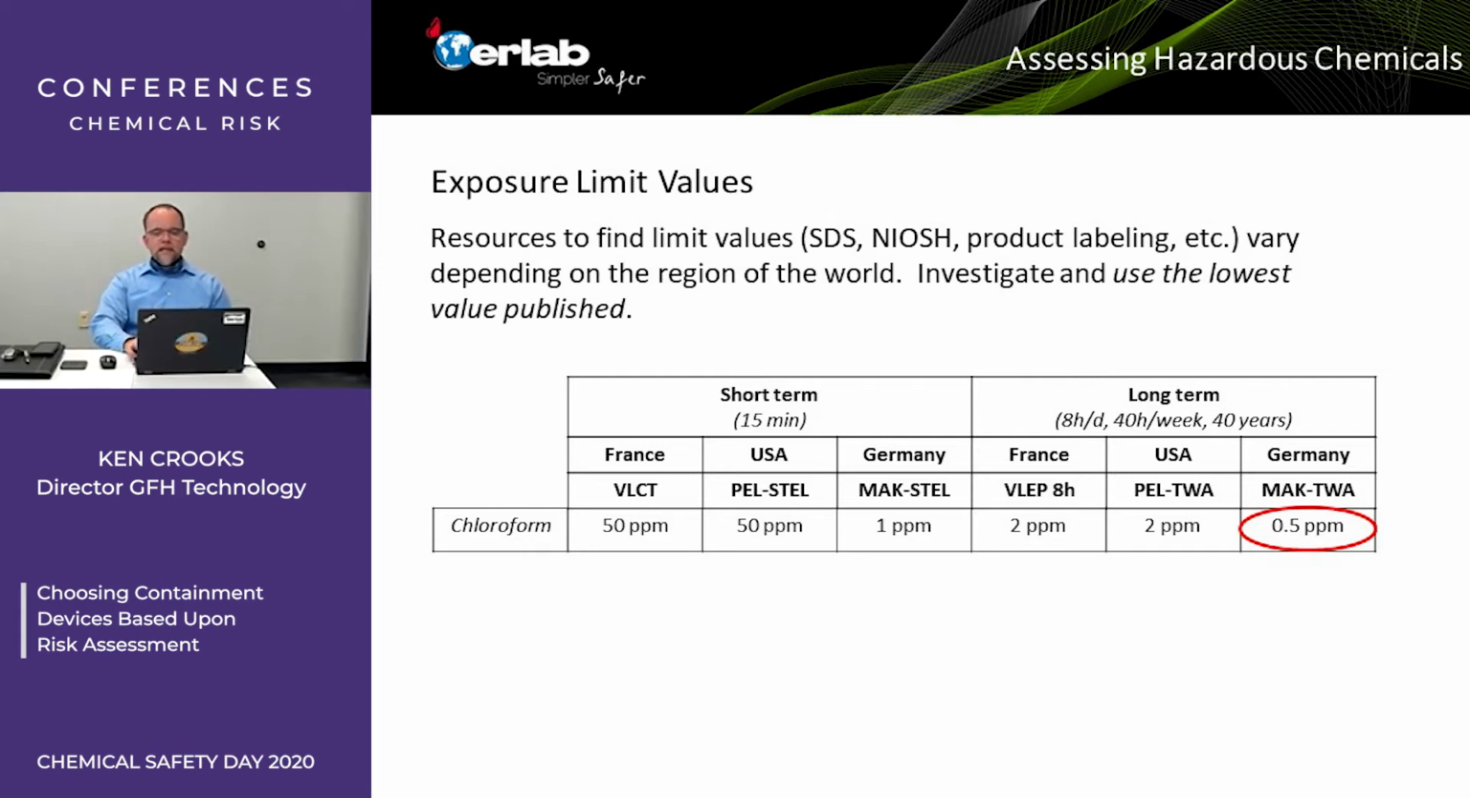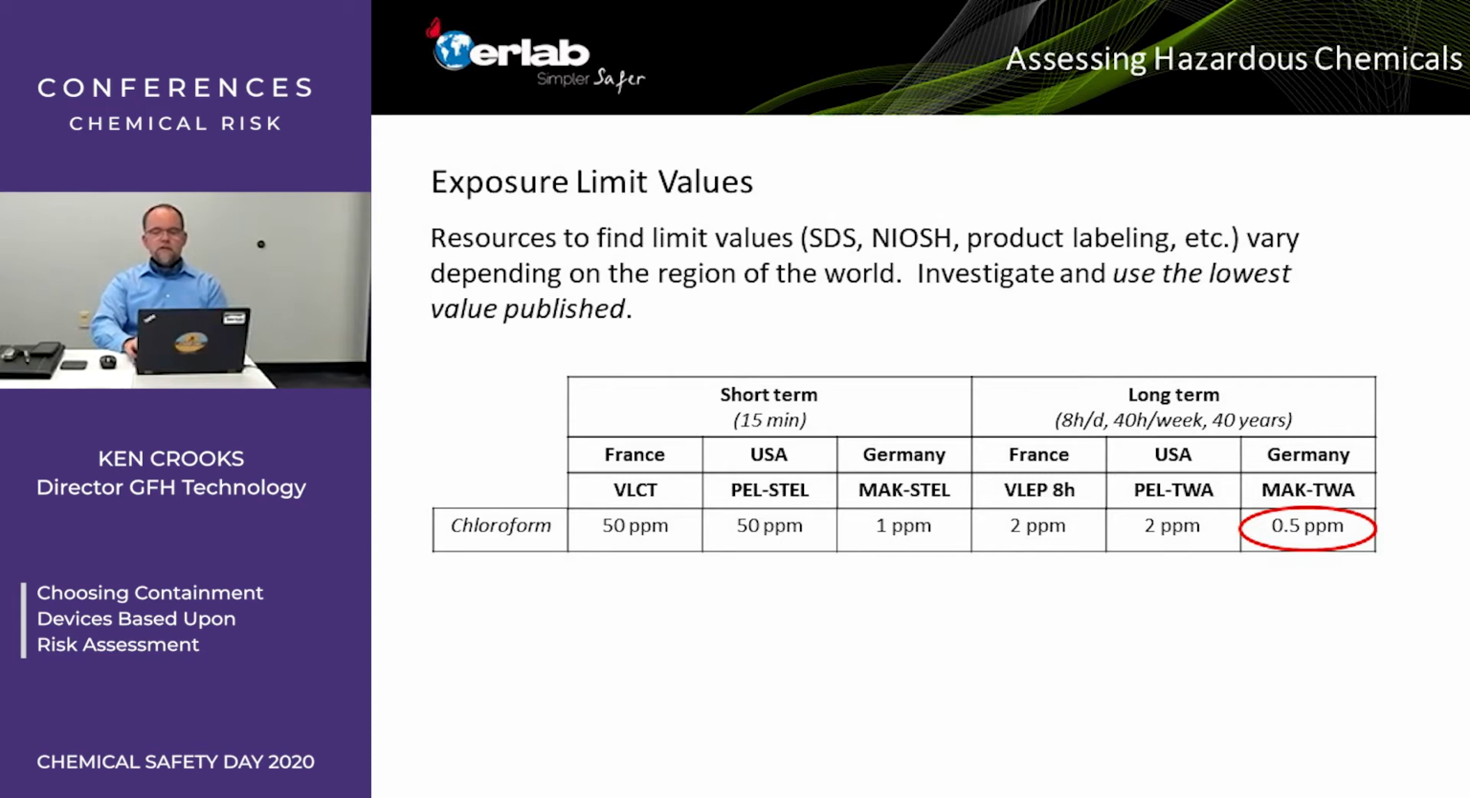When we assess hazards, especially chemicals, we want to find the resources that allow us to understand what the exposure limit values are. So the safety data sheet, NIOSH, product labeling, and obviously the internet, and it's going to vary depending upon the region of the world. And it's great that we have an international audience today. And Heidi detailed a lot of the differences and similarities in some regulations.